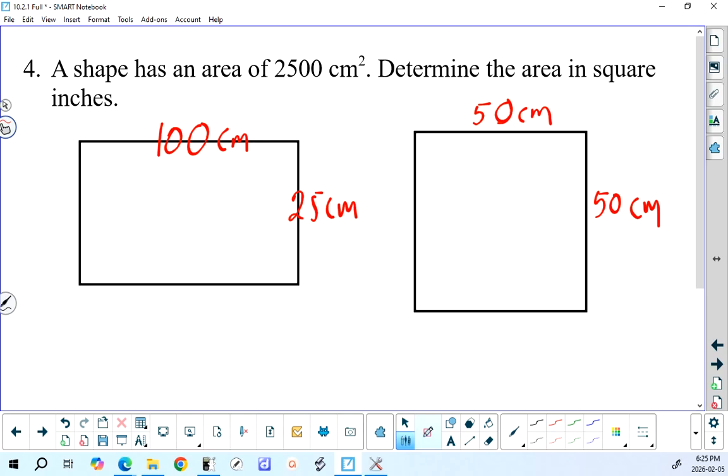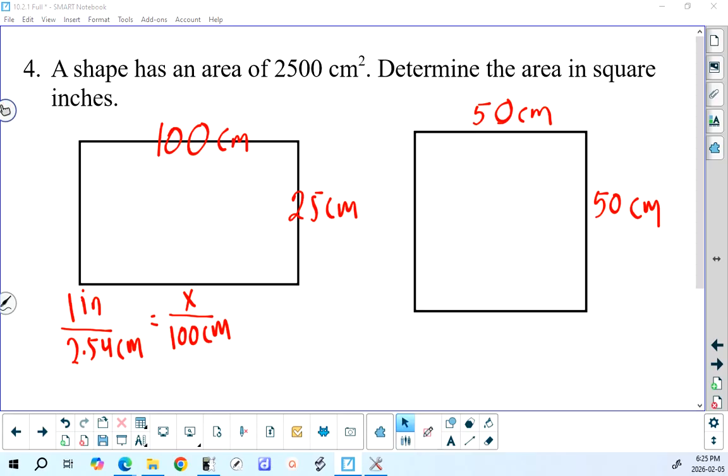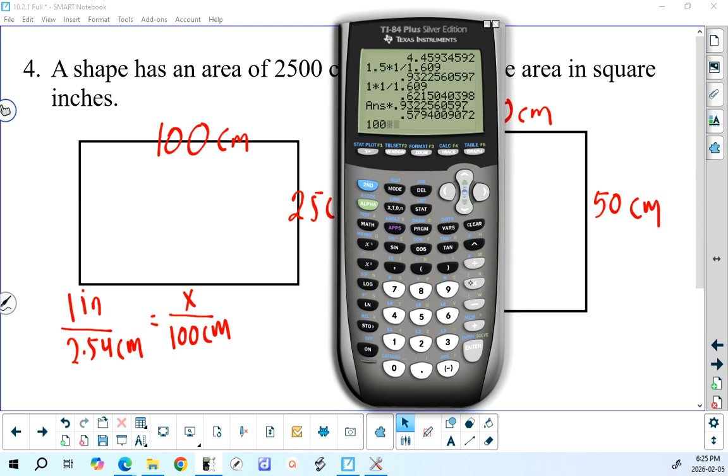You have the ability to convert 100 centimeters to inches and 25 centimeters to inches, because you know that 1 inch is 2.54 centimeters. So x inches over 100 centimeters will allow you to find out how many inches that is. You cross multiply, it will be 100 times 1 divided by 2.54, which is 39.37 inches.